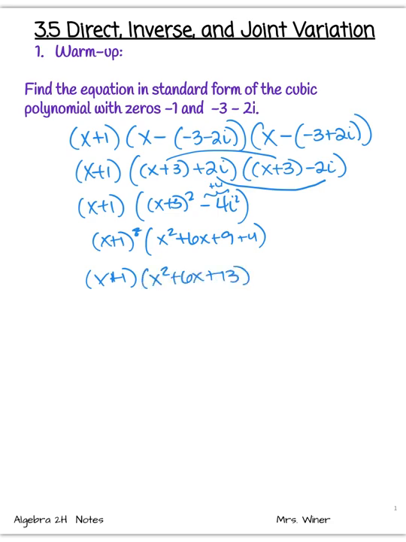Now it's very important to realize that you do not just multiply this by the x plus 1 and then add 4. So what you want to do is add the 9 and 4 first, because all of that is in parentheses. Now I'm going to distribute the x to everything and the 1 to everything. And it says find an equation, so I'm going to set this equal to f of x.